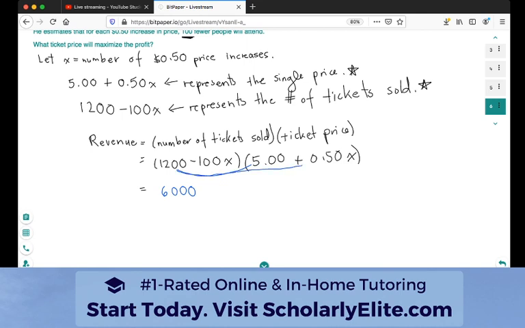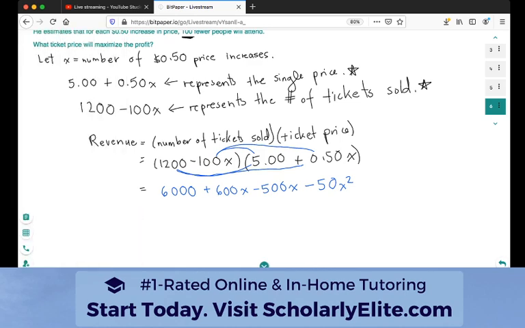We'll keep on trucking. Then we have 1,200 times 0.5x, which is going to be plus 600x, and then negative 100 times 5, so that's negative 500x, and then negative 100x times 0.5x, which is going to be negative 50x squared. Okay, hope that makes sense for you guys. Now let's just bring this together.